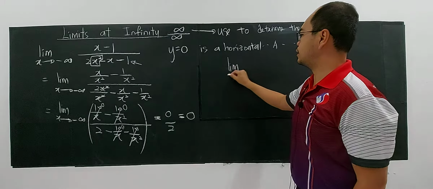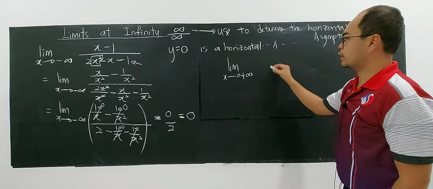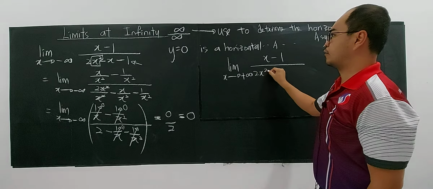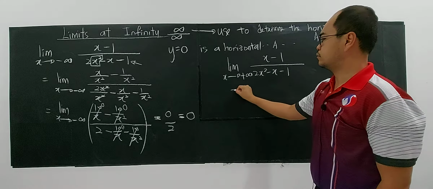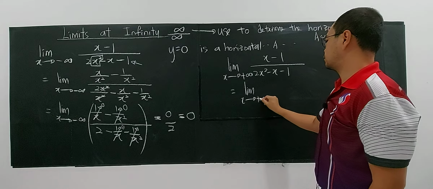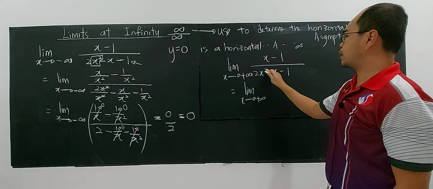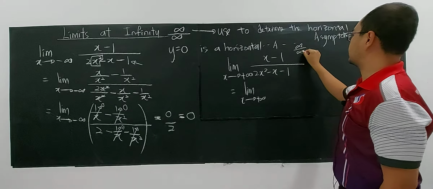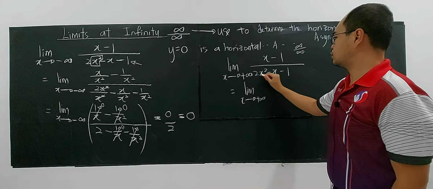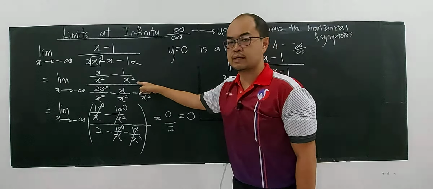If you find the limit as x approaches positive infinity for this case, you are getting 2x to the power of 2 minus x minus 1. You apply the same method here: infinity minus 1 gives infinity, and infinity squared is a very big number, right? In these cases, you also need to divide by the highest power of the denominator, so you repeat the same thing here.